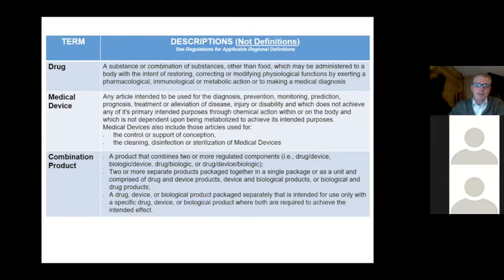Now, a combination product is really something that combines two or more regulated components. So that could be a drug and a device, a biologic and a device, a drug and a biologic, or all three of them combined. The importance of this will become apparent in just a minute.